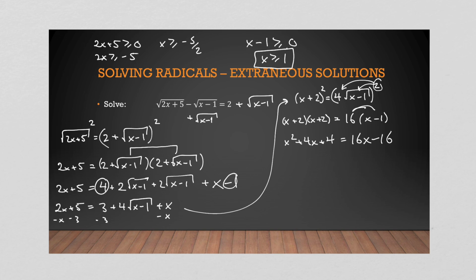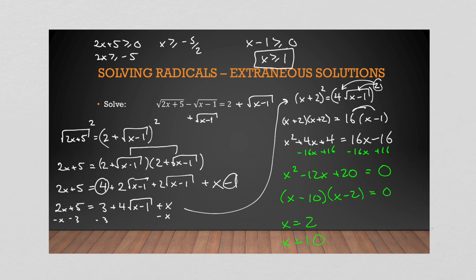Get everything together on the same side of the equals sign here. So minus 16x plus 16, minus 16x plus 16. We get x squared minus 12x plus 20 equals 0. And here's why we did all that extra practice of factoring. We get x minus, two numbers multiplied to 20 and add to 12, 10 and 2. So x minus 10, x minus 2. So herein, we get two solutions. We get x equals 2, and we get x equals 10.